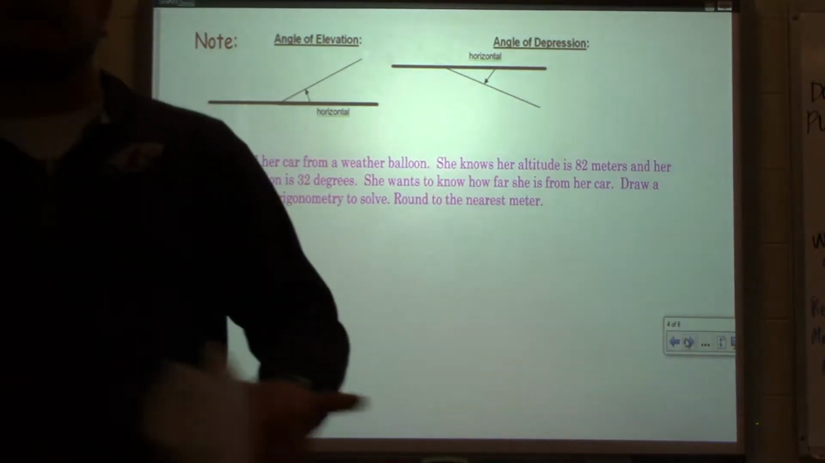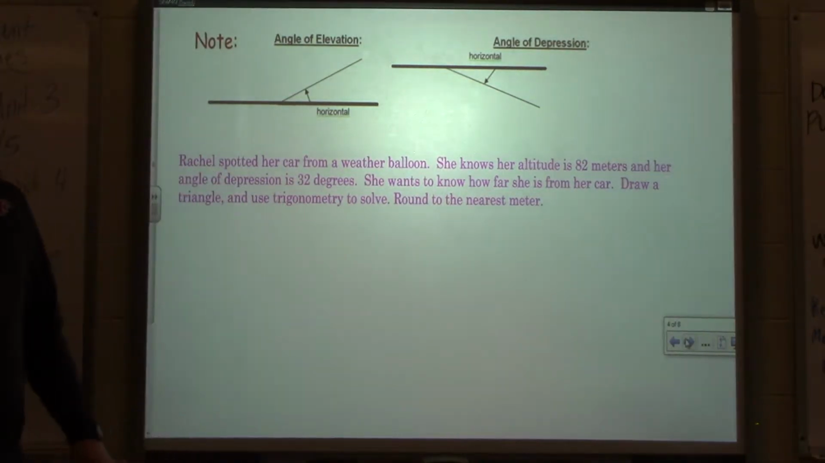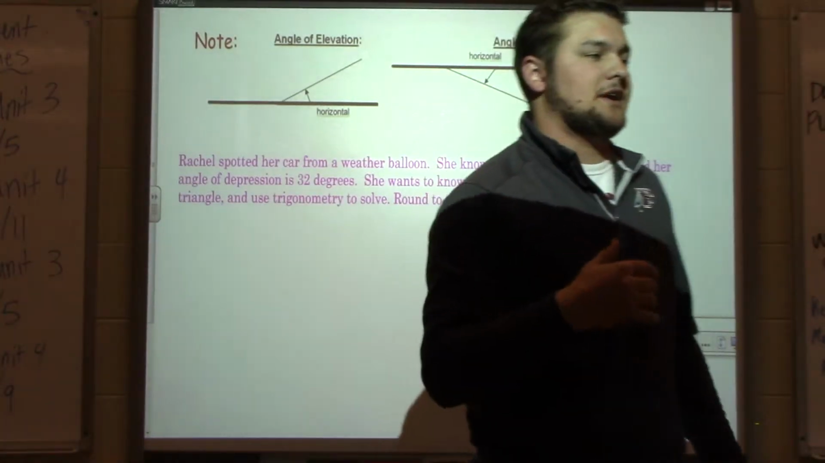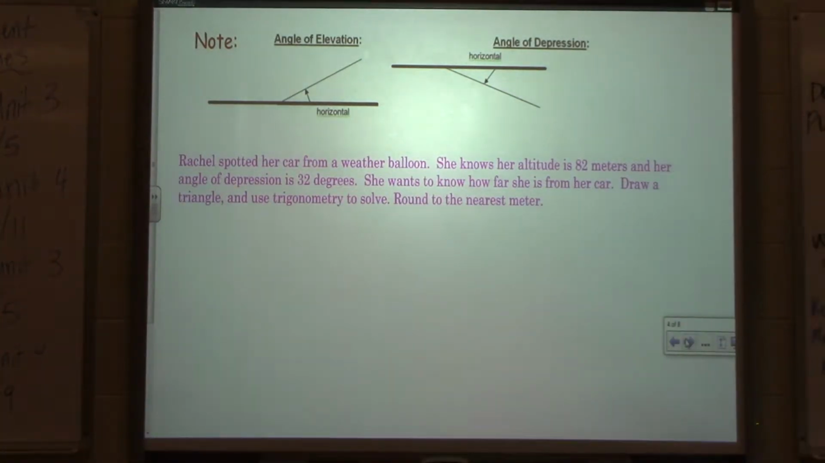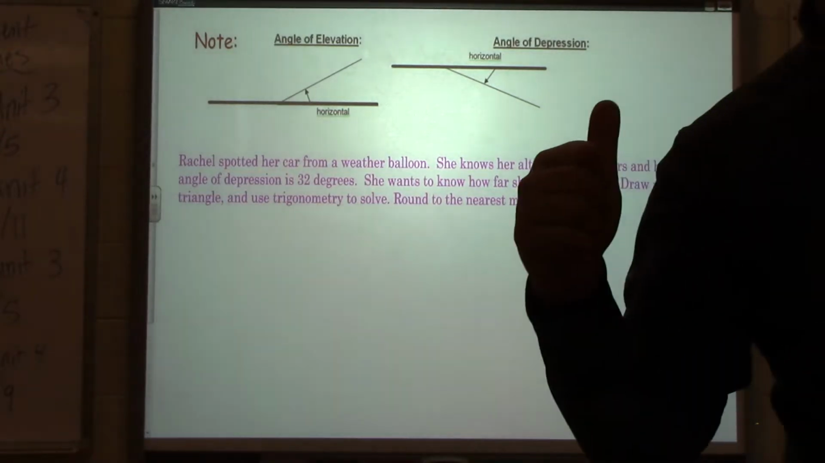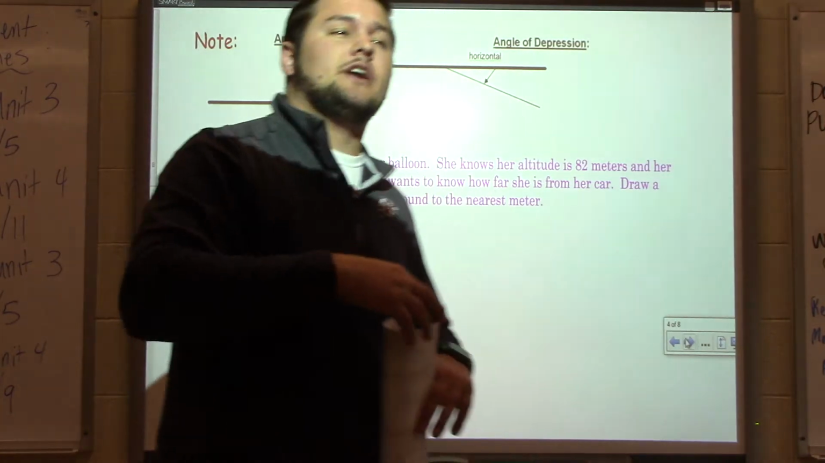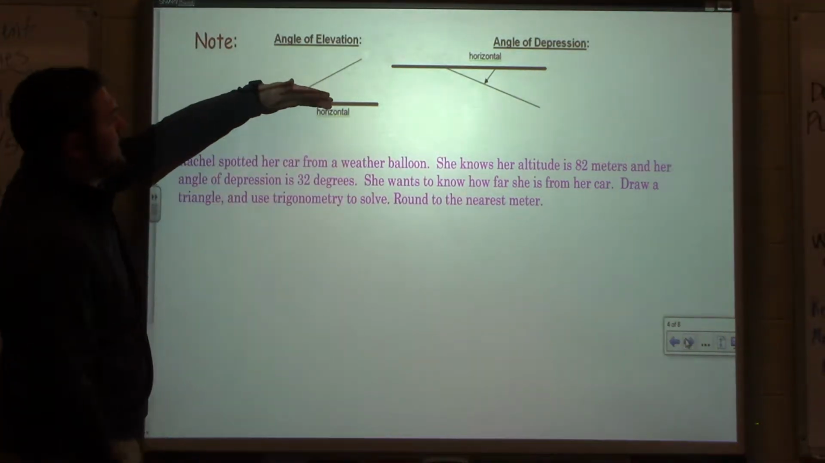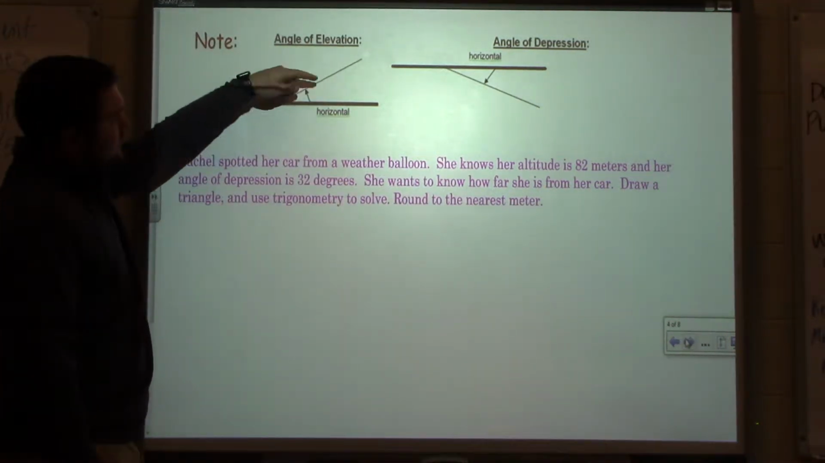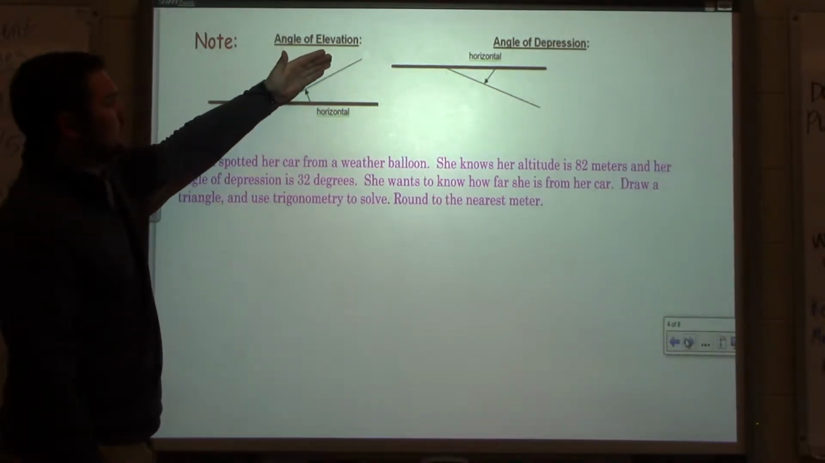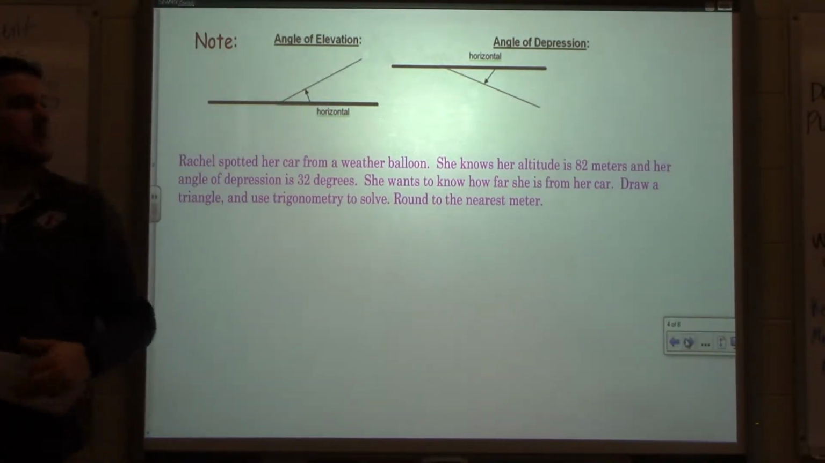So, angle of elevation, angle of depression. If we look, we have a horizontal line. We're always starting with the horizontal line. If we're looking for an angle of elevation, if you're elevating, you're going which way? Up, right? So an angle of elevation is going to be from a horizontal line upwards. So this right here is my angle of elevation. Right? So up from a horizontal line is my angle of elevation.